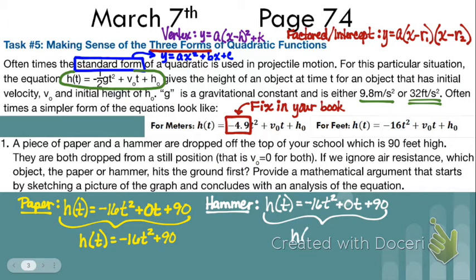Since the same equation describes both of these objects falling, you can set them equal to each other. I could also use the exact same graph to represent both of them, right? So I'm going to go ahead and do that. We're going to use some graphing software as we do this.